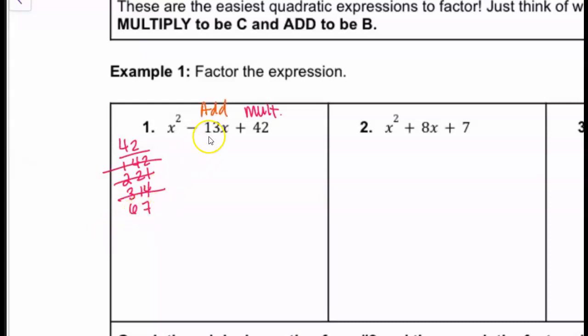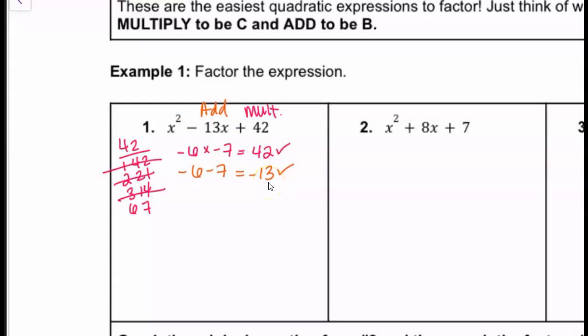Now, we have to be careful. We don't just want a 13, we want a negative 13. So notice, if I do negative 6 times negative 7, negative times negative gives you a positive 42. Great. But it also has to meet the second criteria, which is that it's supposed to add, and you can include negatives, to negative 13. So if I do negative 6 plus negative 7, I get negative 13. So notice it meets both criteria. I found two numbers that multiply to be 42, but still add to be negative 13.